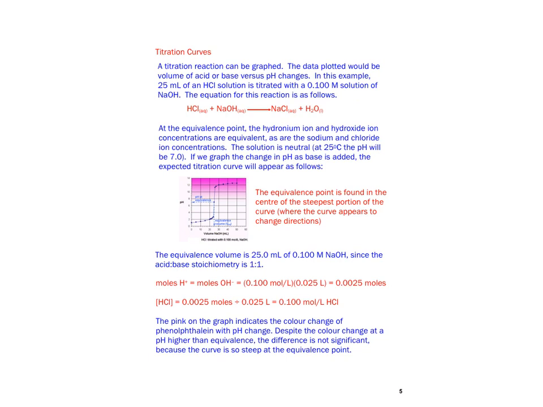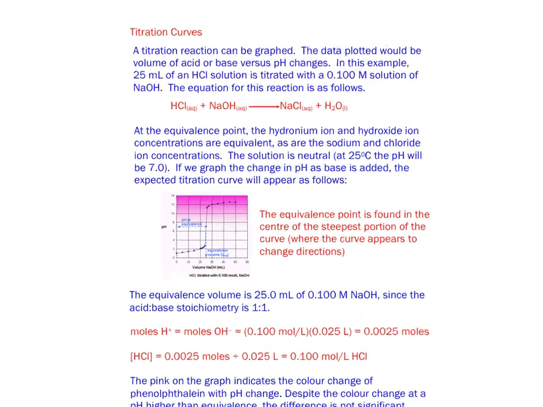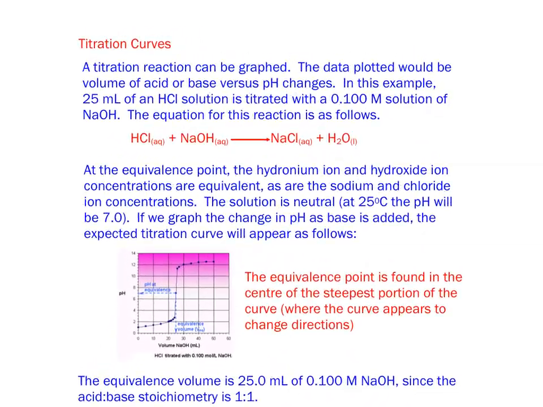We're going to look at one more thing here today. We're going to look at titration curves. A titration reaction can be graphed. The data plotted would be a volume of acid or base versus the changes in pH. In this example, 25 mL of a hydrochloric acid solution is titrated with a 0.1 molar solution of sodium hydroxide, and we have the balanced chemical equation.